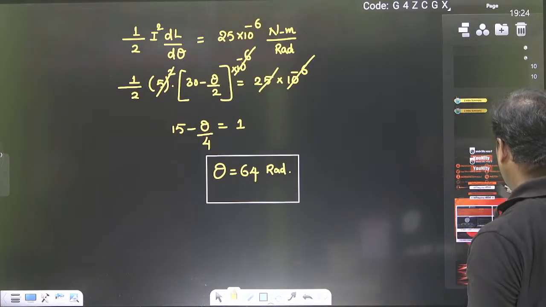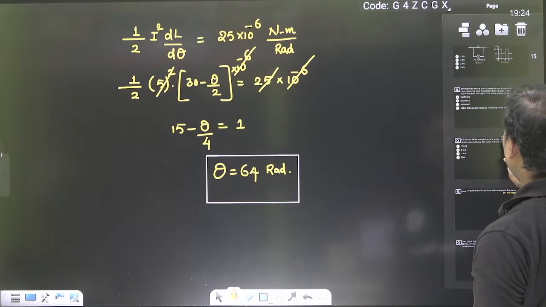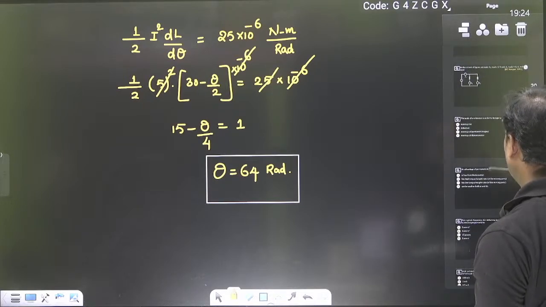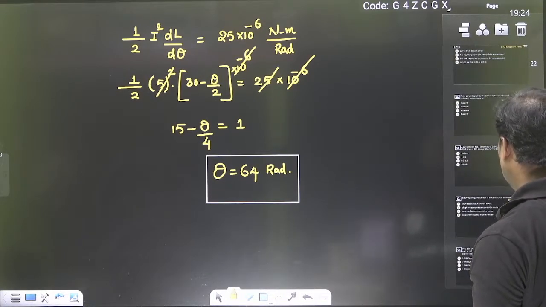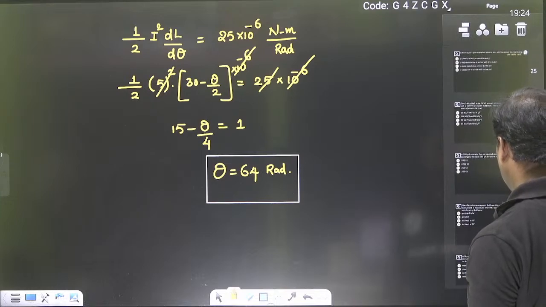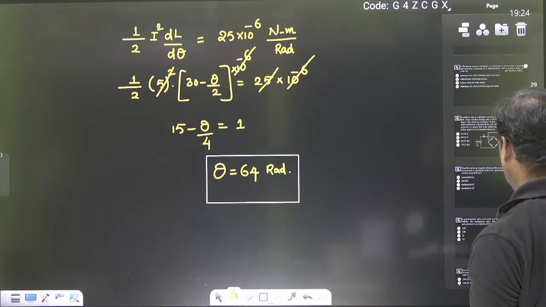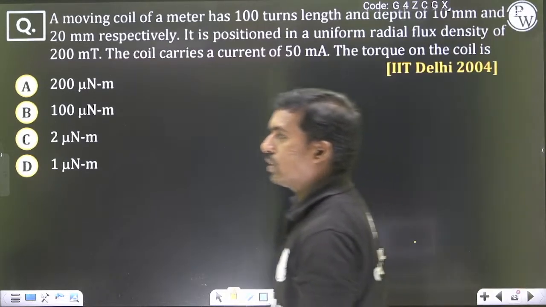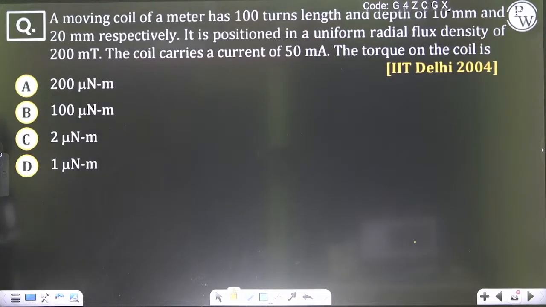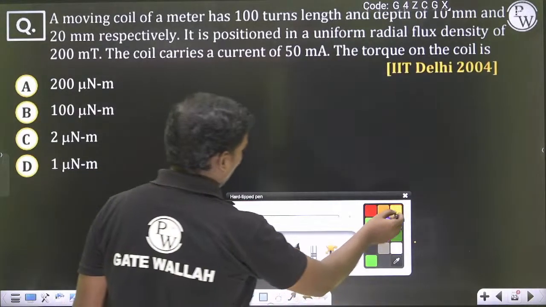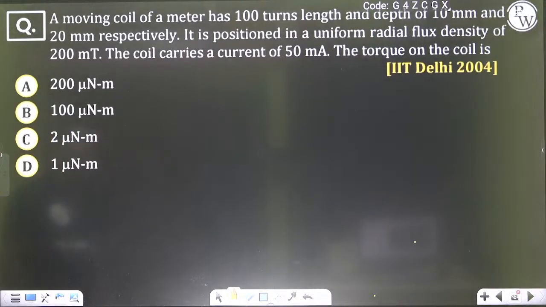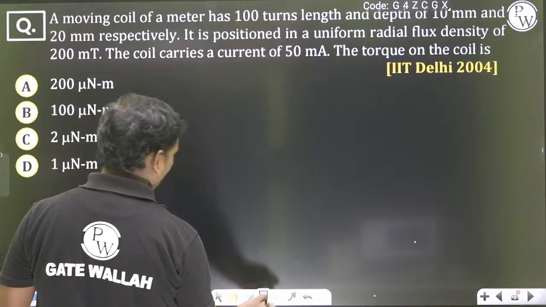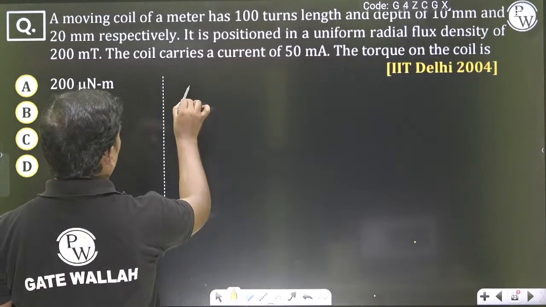Next, let us go for one more question. This is an IIT Delhi 2004 question. Let us see this question. A moving coil of an ammeter has 100 turns, length and depth given.